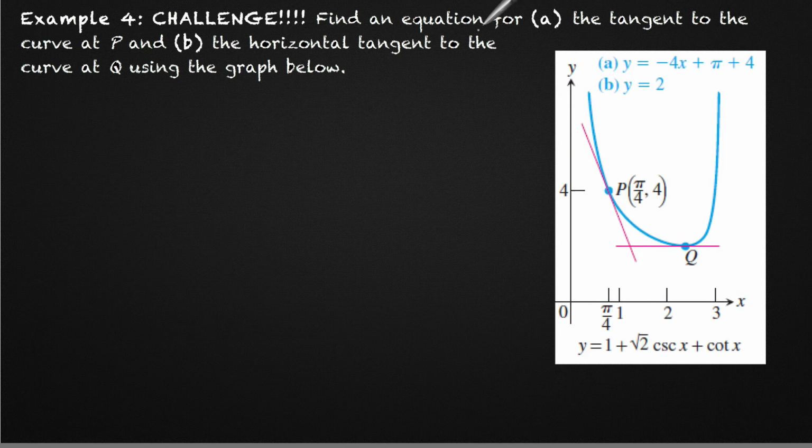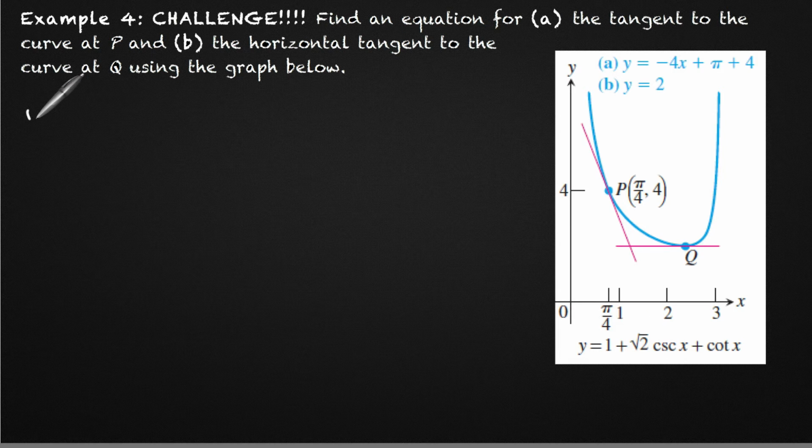So for part A, we want to find the equation for the line that is tangent to the curve at point P. Well, the good news is we already know the point, pi over 4 comma 4. We need the slope of this line. Then we can use our point-slope formula to write the equation of this line. So let's see if we can take the derivative of y.